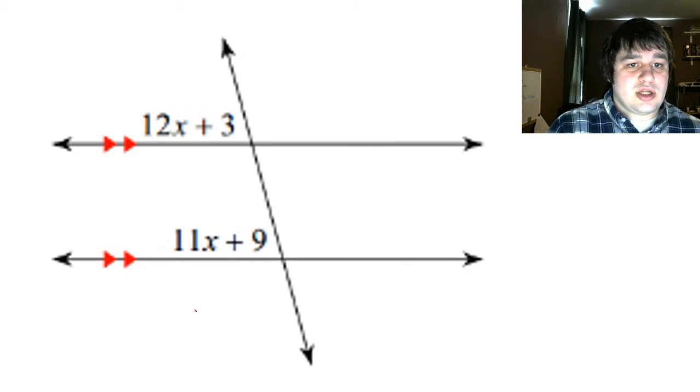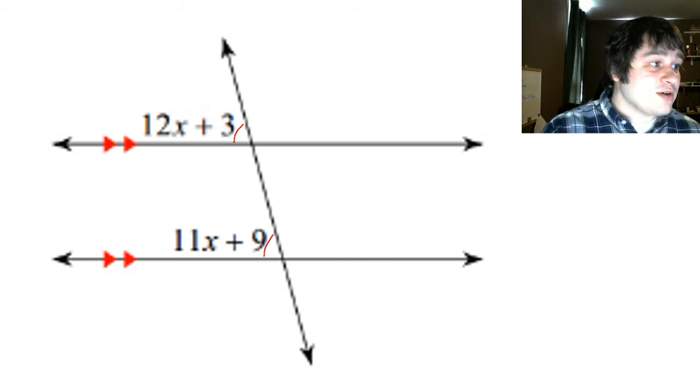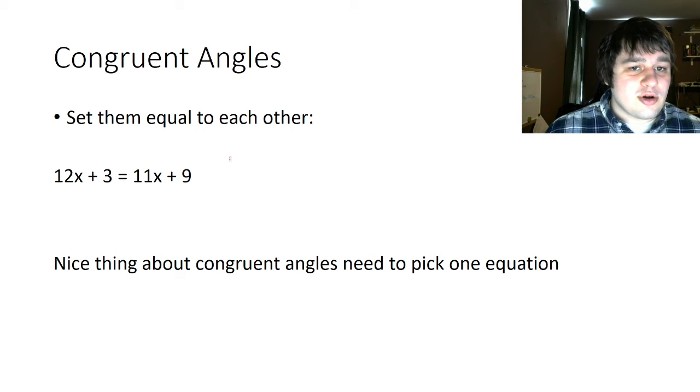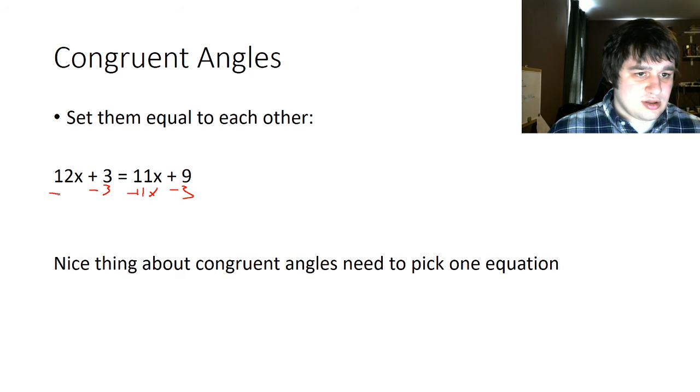So now we have another problem, which is 12x plus 3 and 11x plus 9 as two angles. I know that these angles look familiar. These are corresponding angles, so these angles are congruent. So we set them equal to each other. With that note, I get terms on one side, so I'm going to subtract this 3 from both sides and subtract the 11x from both sides. And that gives me a nice x equals 6.